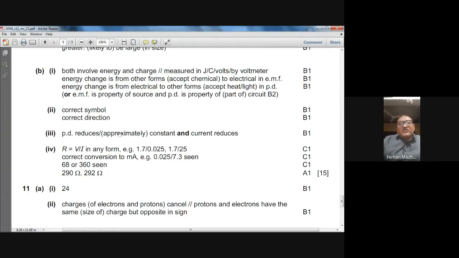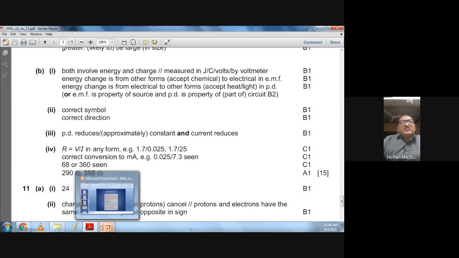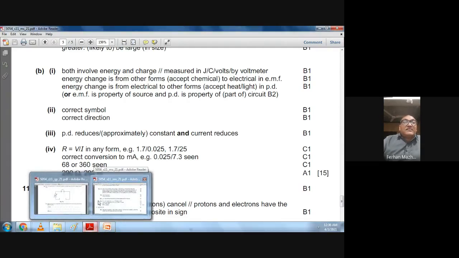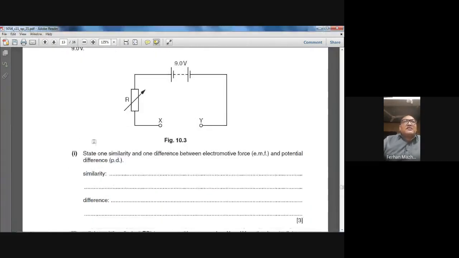So I hope that you are able to state or describe one similarity and one difference between the EMF and the voltage, the potential difference.